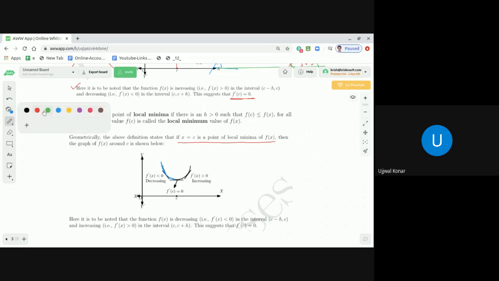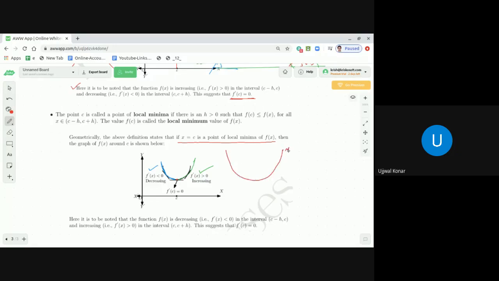And if you see the right side of c, if I draw it in green, it is actually increasing. Increasing means f dash x is greater than 0. Decreasing means f dash x is less than 0. We already discussed this point. So the curve will look like something like this. And at that point c, what we get is that f dash c is equal to 0. So a decreasing function looks like this.